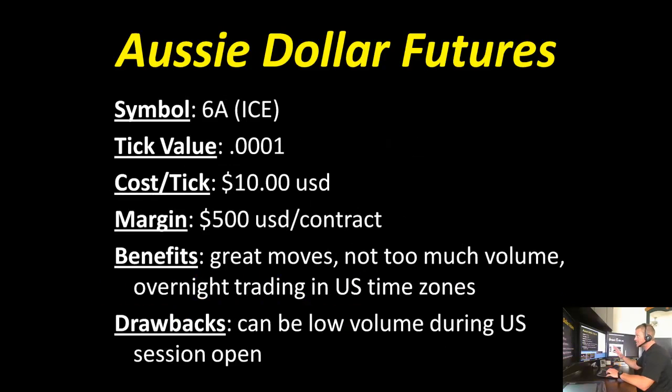Now let's talk more about it here, guys. The symbol is the 6A, and it's on the CME group. So the symbol is the 6A, as in the number 6 and then A as in Aussie dollar. It's going to trade on the CME group. It's a member of the currency futures, right, off the CME group.